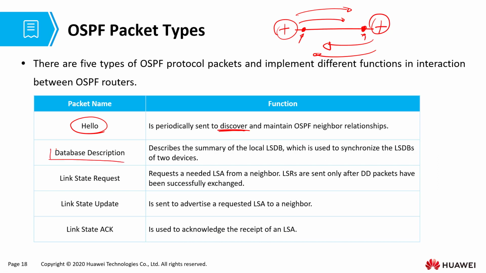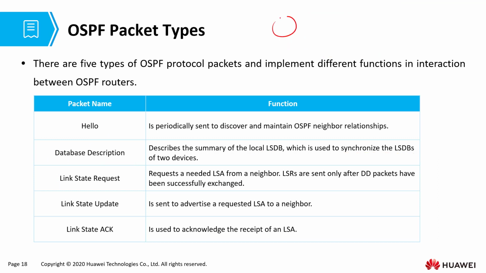The other packet name is the database description, the DD, which describes the summary of the local link state database. We say that after the neighbor relationship is established, OSPF routers will exchange link state advertisements. This guy will get hold of his link state database and send it to that guy. This one also gets hold of his link state database and sends it over to this guy. Well, OSPF uses packets we call database descriptors to exchange the summary of the link state database. It is these summaries that are used to synchronize the link state database of two devices, because when router 2 over here receives the summary from router 1, it checks it and sees which of the entries it doesn't have in its own link state database, and then it sends a link state request to ask for those entries. I hope that makes sense.